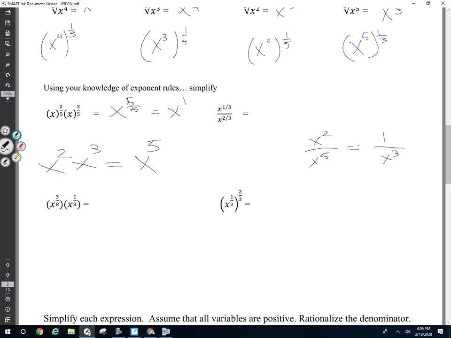What about x to the 2/3 divided into x to the 1/3? Take the bigger number, subtract the smaller number. Whatever we have left over ends up in that spot. What's 2/3 minus 1/3? 1/3. Where does that 1/3 go? In the bottom.